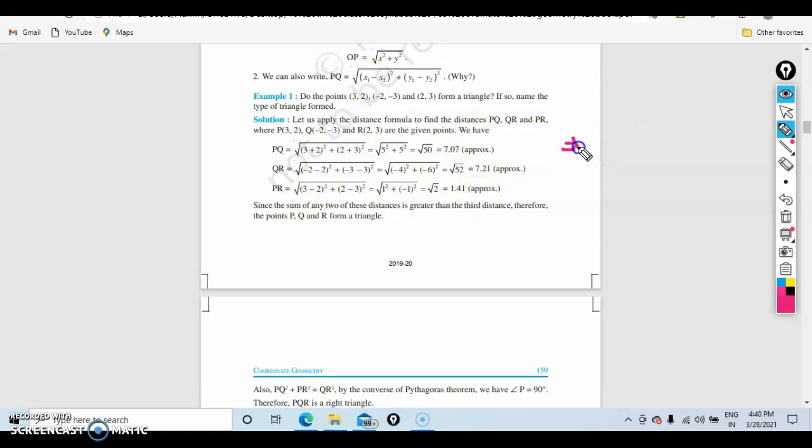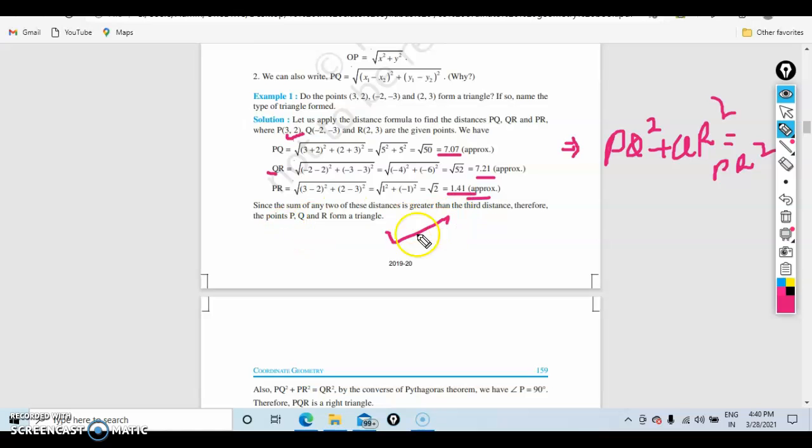For the right angle triangle, the formula is PQ square plus QR square is equal to PR square. So this is the two sides equal to the third side. Now, PQ square: use the distance formula, we got 7 root 7. Then QR, so 7.21. If you add 1.41, that means it is satisfied. Then we have to say it is a right angle triangle.